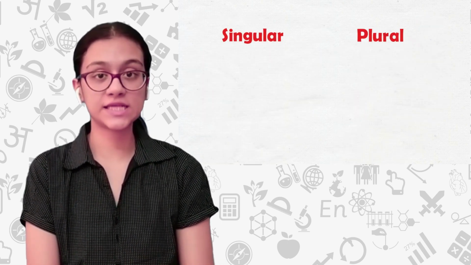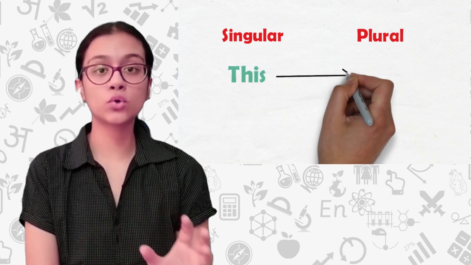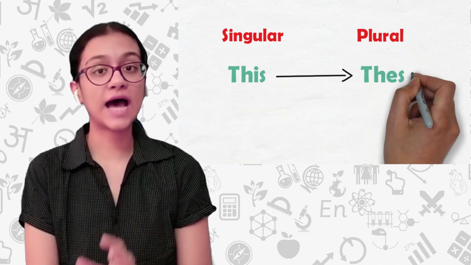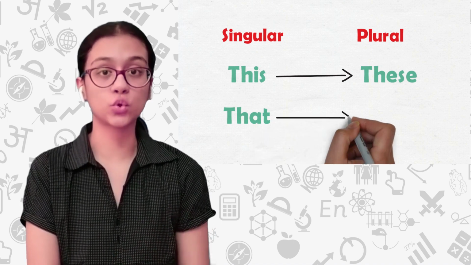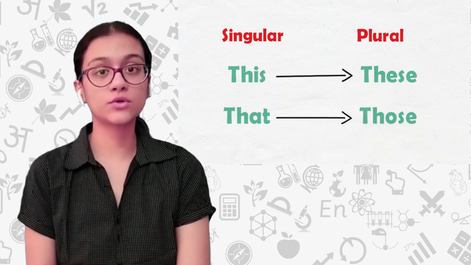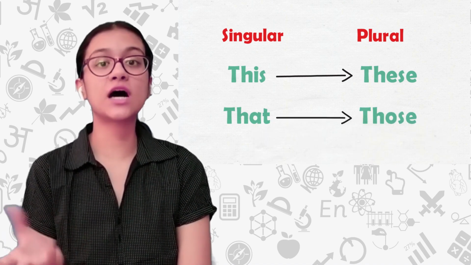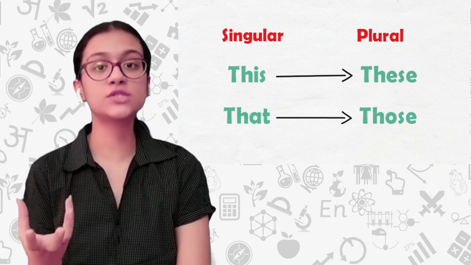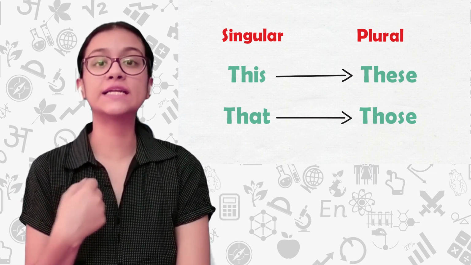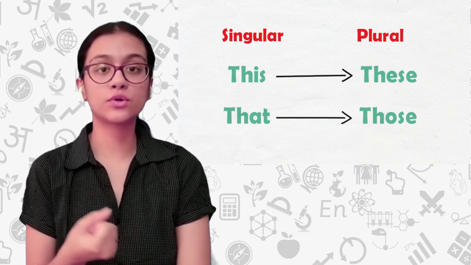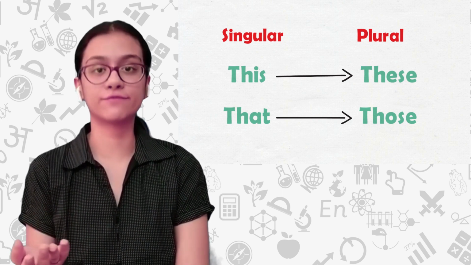Same goes with these and those. So this का plural हो जाता है these and that का plural हो जाता है those. The same rule applies to both of them. We use these to refer to the objects that are near to us, and those to refer to the objects that are away from us.